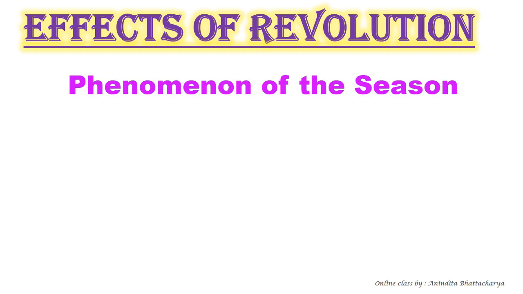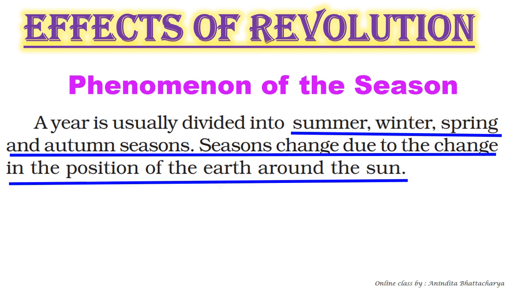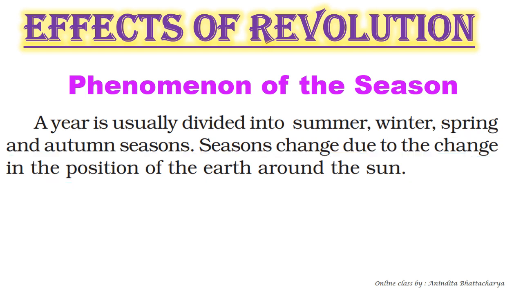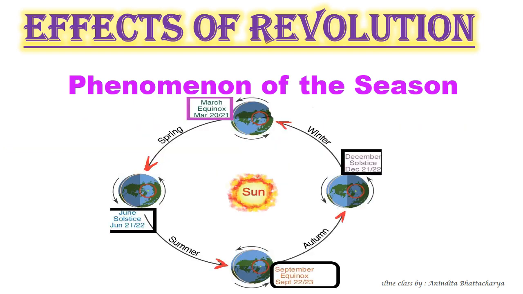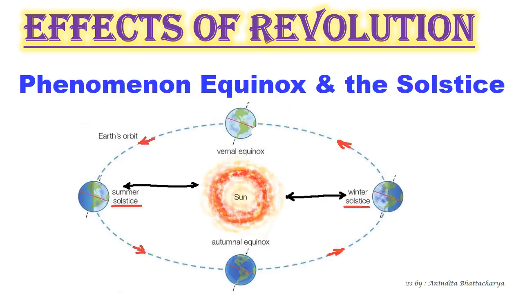Now we are going to discuss the effects of revolution. First one, the phenomenon of the seasons. A season is a division of the year marked by specific changes in weather conditions, temperature, and the duration of days and nights. The four seasons, spring, summer, autumn, and winter, are closely related to the position of the Earth in its orbit around the Sun. They are caused by the inclination of the Earth's axis and its revolution around the Sun. Each season occurs for approximately 3 months. Remember, my children, this also causes the phenomenon of solstices and equinoxes.